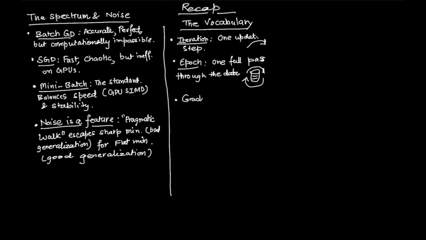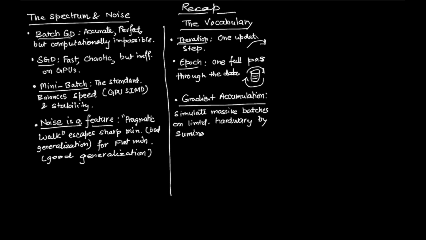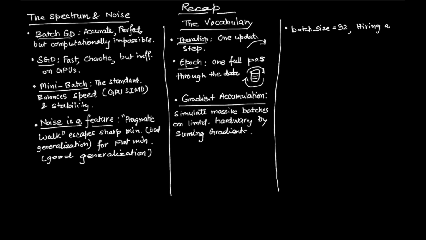The next is gradient accumulation, a vital trick to simulate massive batch size on limited hardware by summing gradients over time. The next time you type batch_size equals 32 in your Jupyter notebook, realize what you're doing. You aren't just saving memory, you're hiring a pragmatic hiker. You're telling your AI, I don't need you to be perfect at every step. I need you to be fast. I need you to explore. And I need you to find solutions that actually work in the real world.